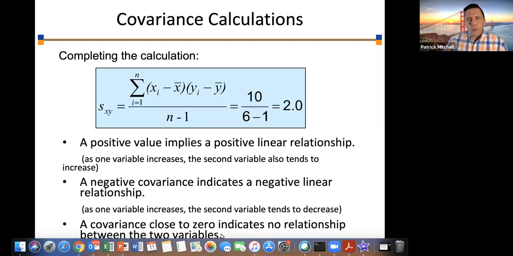Now, one disadvantage of the covariance, as I mentioned, is that it only tells you whether the relationship is positive or negative. So it's kind of hard to say with the covariance what do they mean by close to 0? How close to 0? Well, that kind of depends on the size of the original data. So I would say if you're looking to say that there is no relationship between the two variables, it would probably be safer to do that from the correlation coefficient, which we will talk about next.